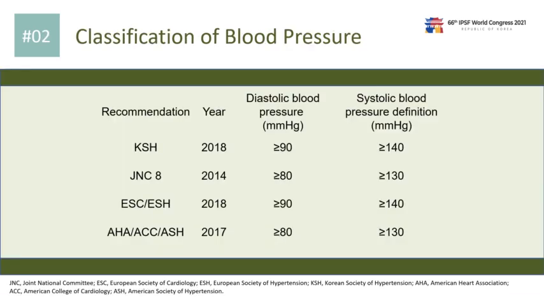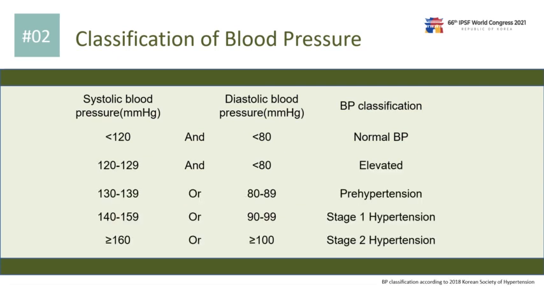This table is the major guidelines of hypertension from different countries. We can see that different countries have different standards of hypertension. Hypertension is diagnosed if blood pressure is consistently 140 over 80 mm mercury or higher. This limit is based on a guideline released in 2018 as seen on the presentation table.